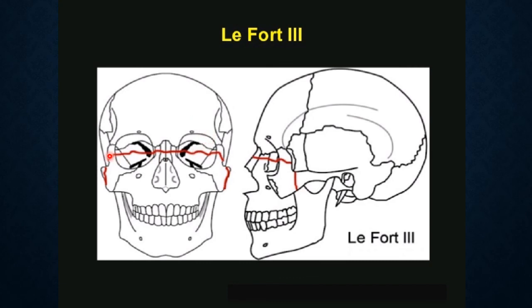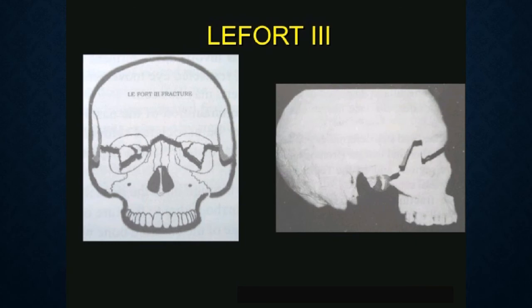Le Fort 3 fractures horizontally pass through the orbits and then go downwards. Here you can see involving the zygomatic bone. Another diagrammatic representation, and here you see this Le Fort fracture, and this whole segment is now free from the cranium of the head of the patient.